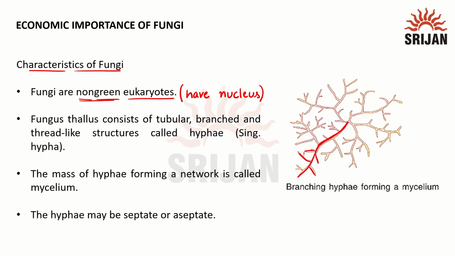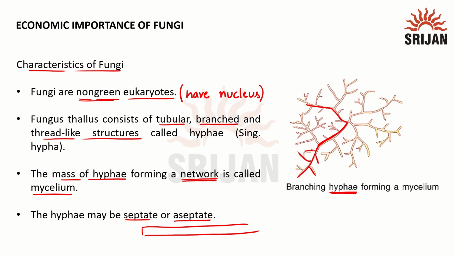Now the fungus body contains tubular, branched and thread-like structures. These structures are known as the hyphae. Singular is hypha. And this entire mass of hyphae is called mycelium. So we can say a network of hyphae is called mycelium. The hyphae may be septate or aseptate. Septate means it will have sections. So if I take this as one of the hyphae, the sections or the cell walls are visible and each cell is very evident. Whereas aseptate means there is no cell wall. There can be many nuclei in one single thread.